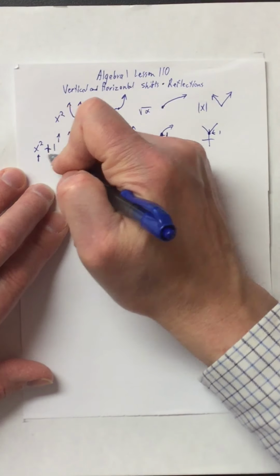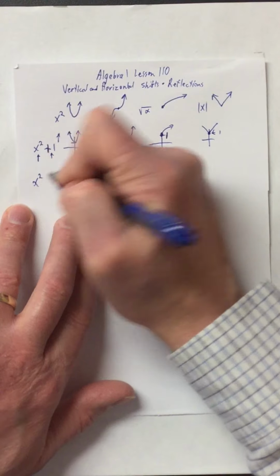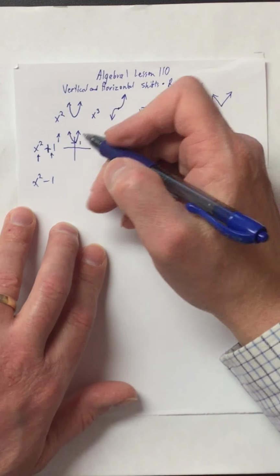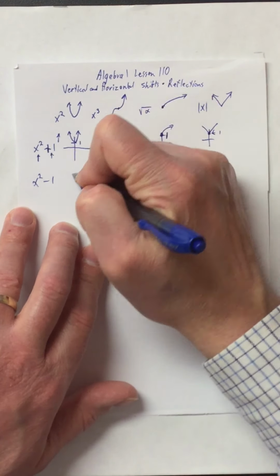All right, what happens if, instead of doing a positive, we do a negative? Well, that should be pretty clear to figure out. It's going to go down one space, to a -1. It's going to go down one space if we have a -1 there. All right, that's shifts in the vertical. Let's look at shifts in the horizontal.